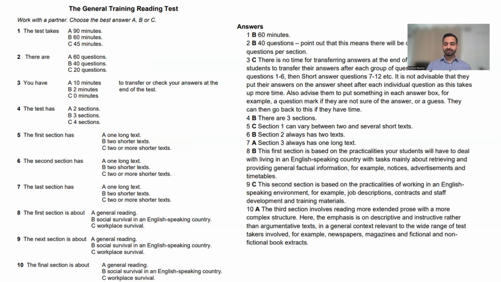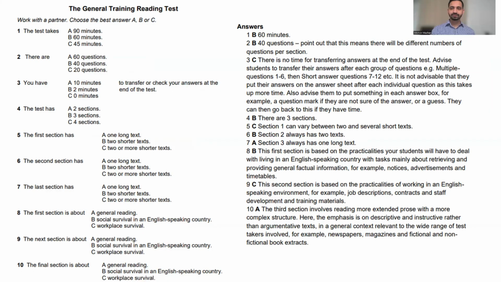All right, let's look at the answers. I hope you had a chance to look at this activity on your own. Let's look at the answers here. So the first question is asking you how many minutes the general reading test takes. It takes 60 minutes, okay? So you remember that. There are how many questions? There are 40 questions, all right? And there are going to be a different number of questions per section, okay?